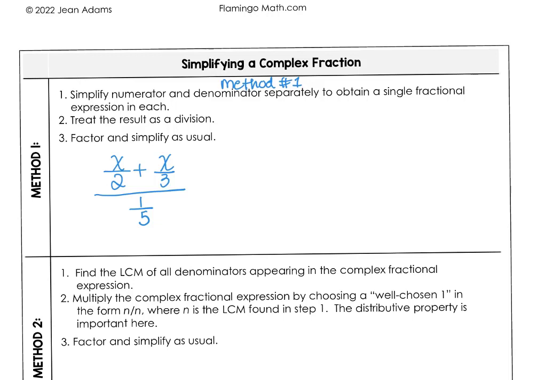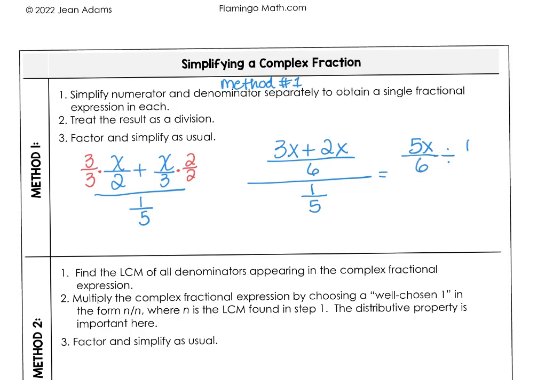So we can simplify the numerator, and the common denominator can be a 6. So if we multiply each fraction by its well-chosen one, we have 3x plus 2x divided by 6, and then that fraction is divided by 1/5. So writing that sideways as a multiplication problem, we have 5x over 6 divided by 1/5.